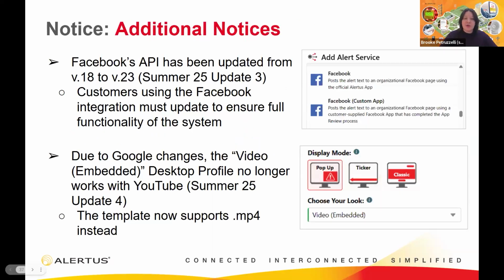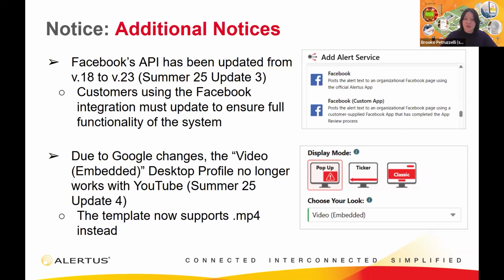And for our last two special notices, firstly, Facebook's API has been updated from version 18 to version 23 in the summer 2025 Update 3 release. Customers using the Facebook integration must update their system to ensure it continues to function fully. And secondly, due to recent changes by Google, the embedded video functionality in the desktop profile template no longer works with YouTube as of the summer 2025 Update 4 release. So the template has been updated to support the MP4 file format instead. So if you'd like to set that up, please reach out to tech support for assistance.